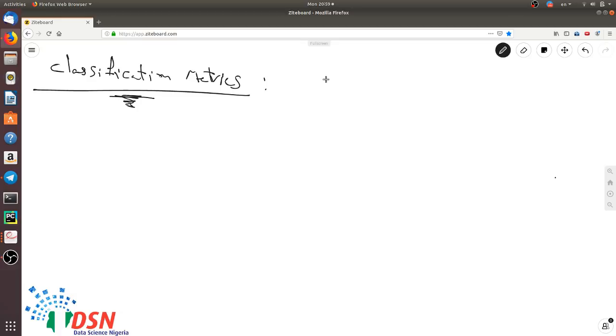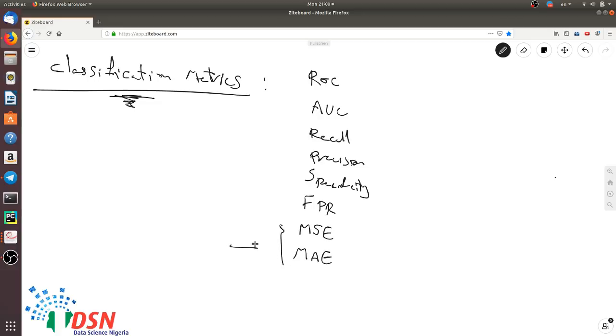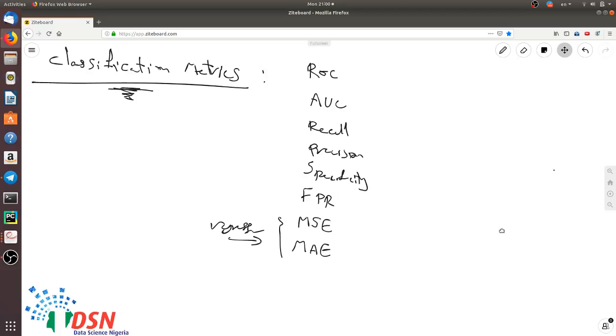Actually, in this session we want to talk about ROC, which is the receiver operating characteristic, about AUC or area under curve, about recall or true positive rate or sensitivity, about precision, about specificity, and false positive rate, and also some metrics for regression, mostly things we learned in previous sessions, but just for recap.